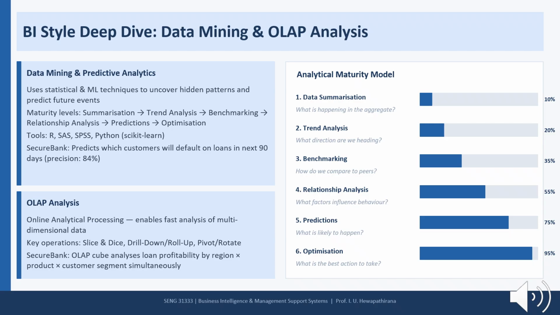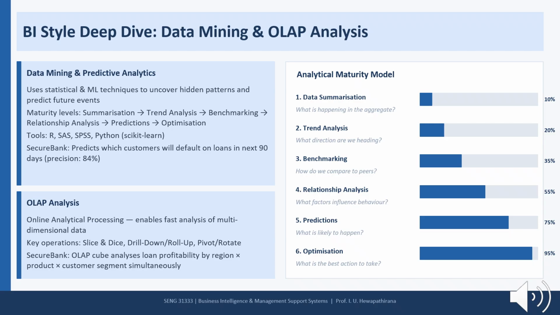Now look at the right side of this slide. This is the analytical maturity model, shown as a horizontal progress bar for each level. Read it from the top downward as ascending maturity. At the lowest level, 10% maturity, organizations are doing data summarization. They are asking the question, what is happening in the aggregate? Total sales, total transactions, total customers. This is where most organizations begin. At 20% is trend analysis. Now the question is, what direction are we heading? Are numbers going up or down over time?